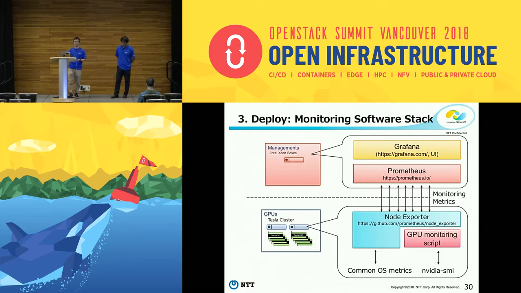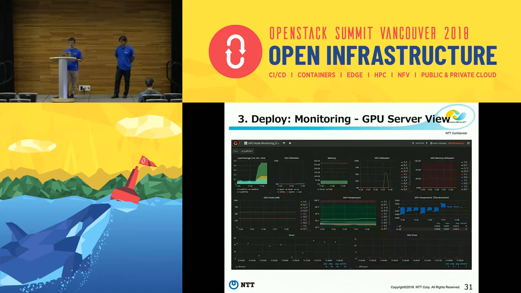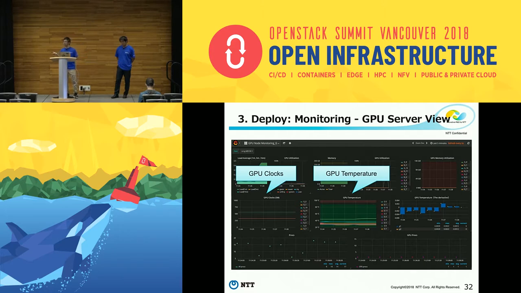But one thing we were doing in-house is the GPU monitoring script. This is in-house, that red box. It uses NVIDIA SMI, which is a monitoring tool. So we collected GPU monitoring data periodically with the script, and that can be fed to the node exporter. But that's the only thing we did to monitor the GPU clusters. And finally, that works well. Here we can see the GPU temperature to watch for high temperature, and we can see how GPU clocks work in our environment.